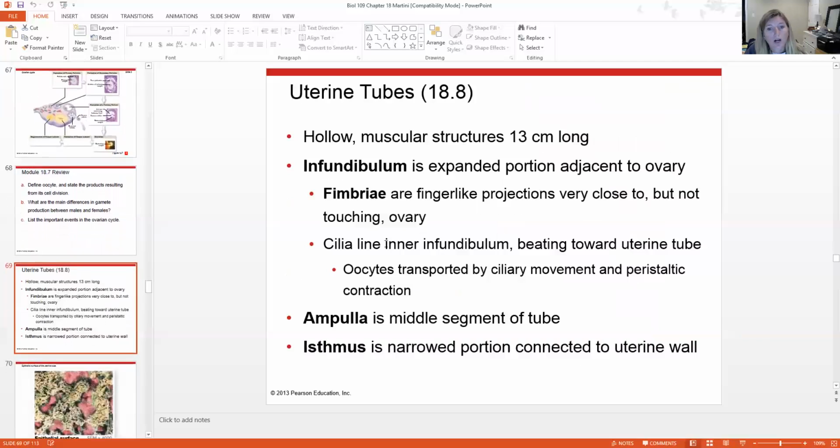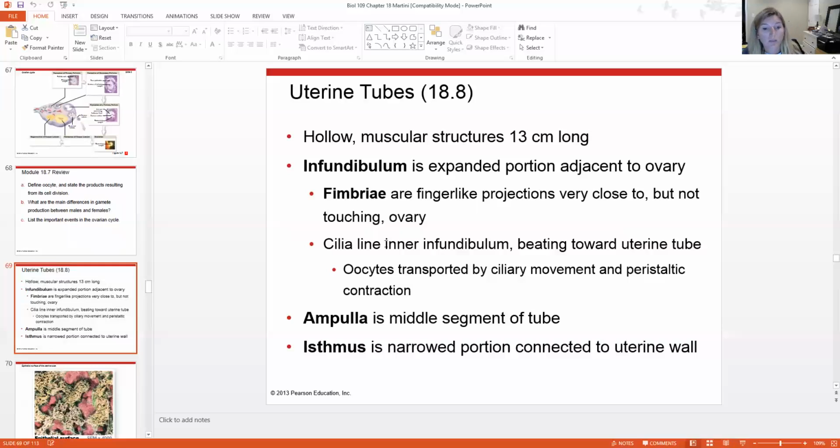The uterine tubes are hollow muscular structures. They're about 13 centimeters long, just a few inches long. The infundibulum is the expanded portion that's adjacent to the ovary. The fimbriae are little finger-like projections very close to, but not actually touching the ovary. And the cilia line the inner infundibulum. They kind of beat toward the uterine tube. The oocytes are transported by the ciliary movement, kind of passing them down, kind of like a crowd surfer, just passing that egg down towards the uterus.